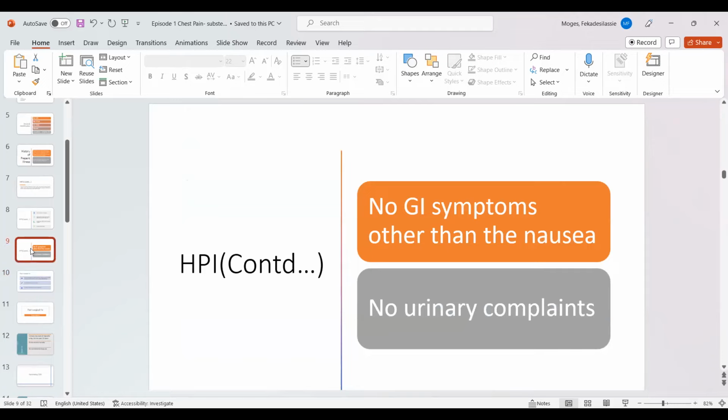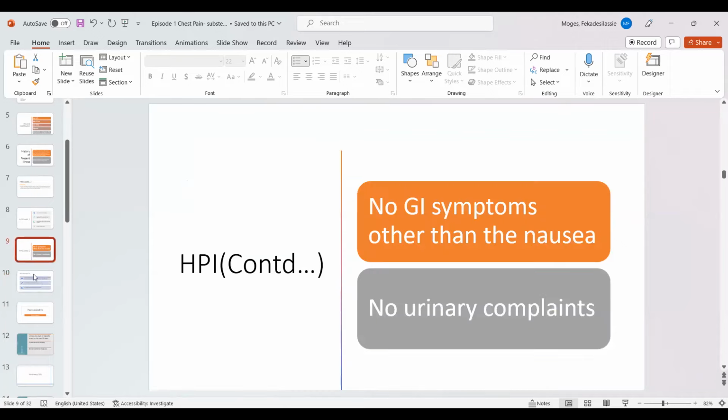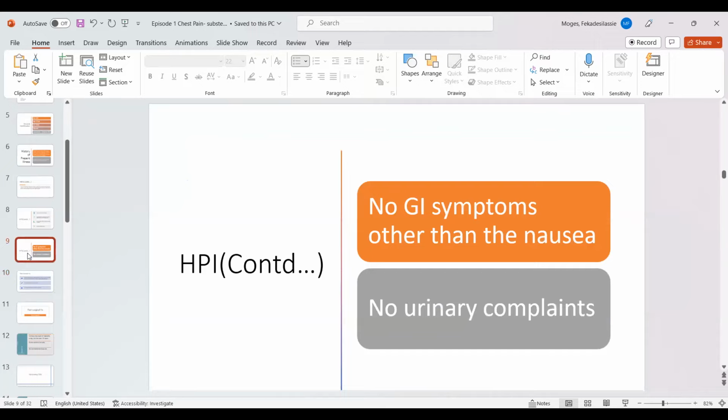Hypercholesterolemia. Yes, last time, 3 years ago, they told me my cholesterol was high. I'm just trying to manage it with exercise and some food management, dietary management.